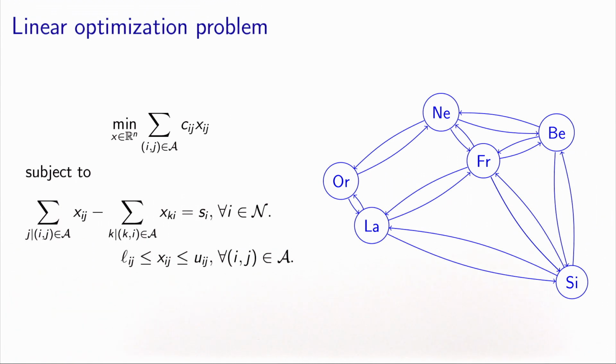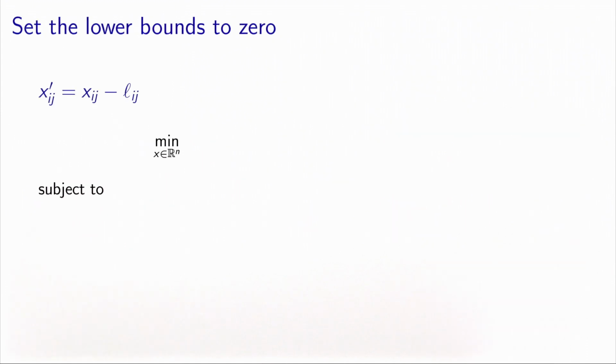It's a linear optimization problem that minimizes the total cost of the flow, subject to the flow conservation constraint. The divergence of each node must be equal to the supply-demand data, and to the capacity constraints, the flow must be between the lower bound and the upper bound. The first thing that we have to do in order to write the problem in standard form is to set the lower bounds to 0. This can be done easily by a change of variable.